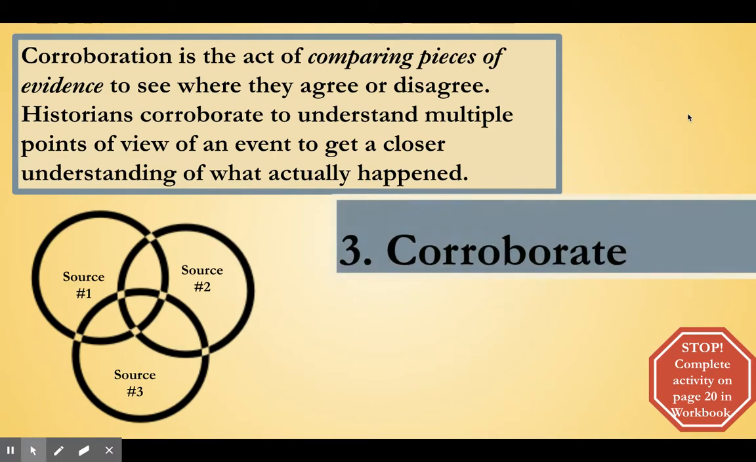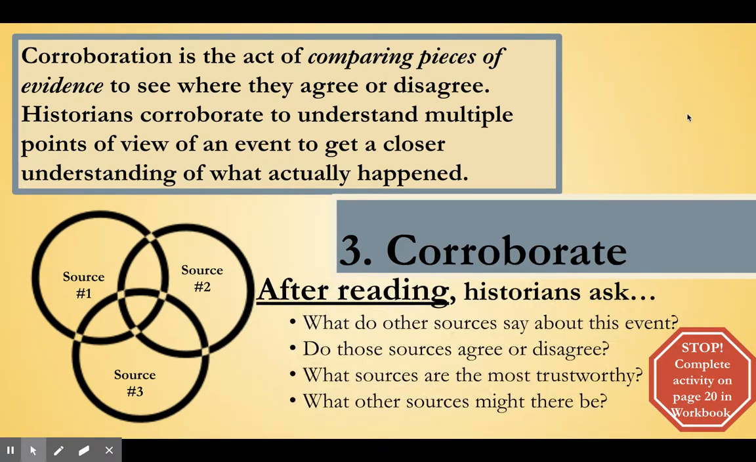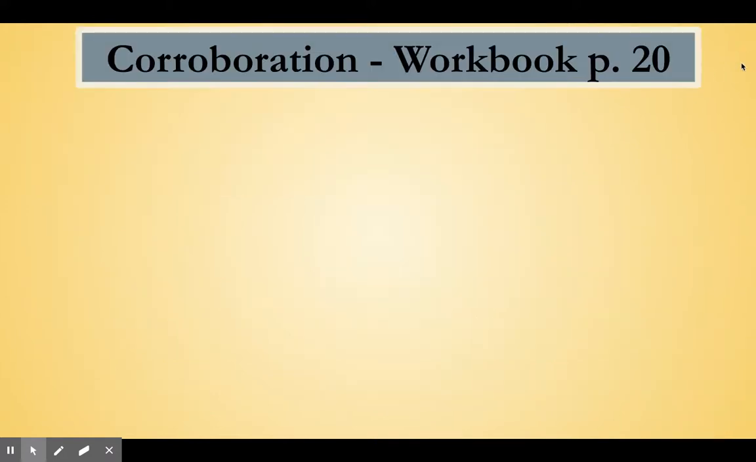So when we corroborate evidence, when we look at sources, we want to ask these questions. What do other sources say about this event? Do these sources agree or disagree with each other? Which of them are more trustworthy? Which are more reliable? And then where else could you go to find out more about the event, or whatever you're talking about?